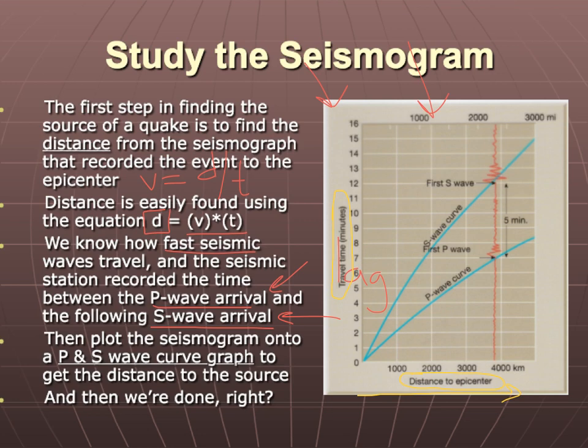If you look at the P wave curve, you'll see that this line here, going up at an angle, is the rate. And what it says is, if the P wave travels 1,000 kilometers, how long does it take that P wave to do it? Go over here: 2 minutes. This is in minutes. Okay, so a P wave can travel 1,000 kilometers in 2 minutes. How far can a P wave travel in?